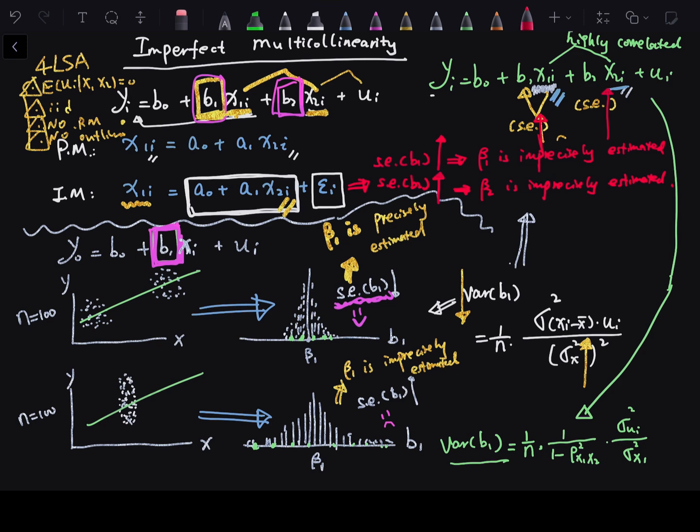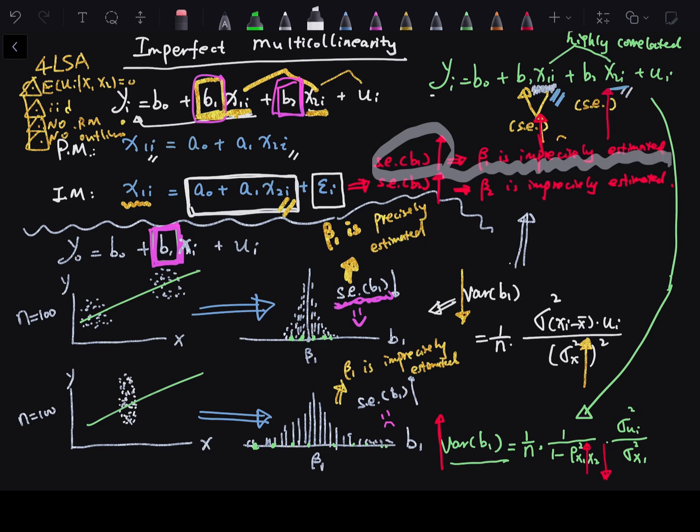So when the correlation coefficient between x1 and x2 is large, 1 minus a large value, the denominator is smaller. Lower denominator enlarges the variance of B1. Again, when x2 is held constant, if x1, x2 are very highly correlated, there is very little change in x1. In other words, variance of x1 is very small, which will cause the standard error of B1 to be large. When the standard error of B1 is large, beta 1 is imprecisely estimated.